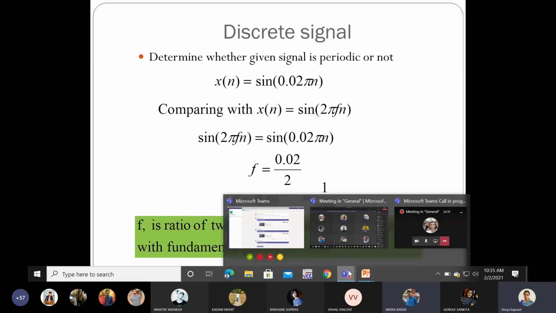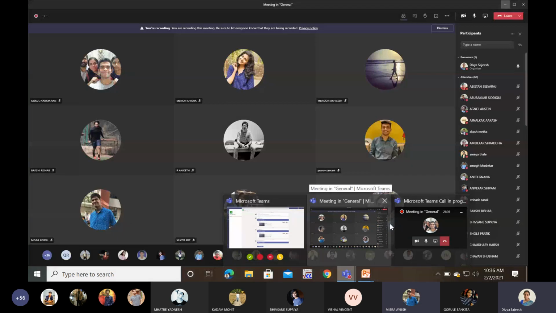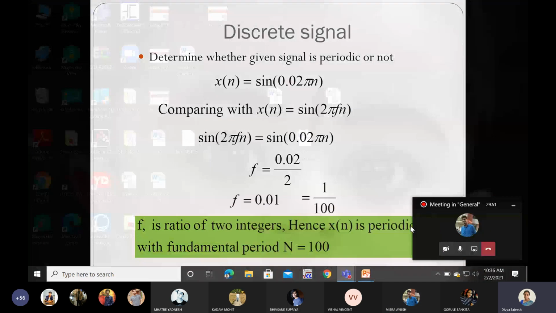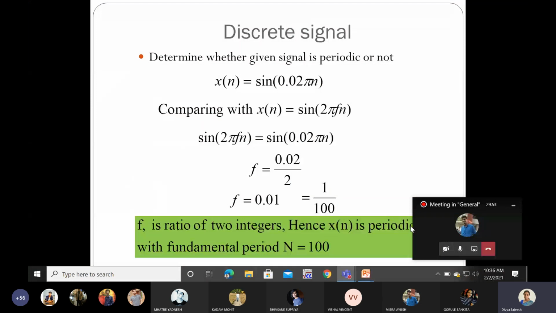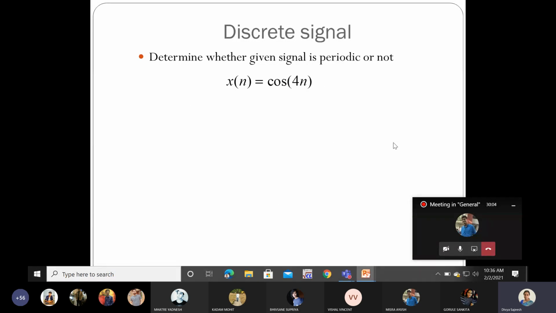That means the signal will repeat after 100 samples. 100 samples. Okay. So in that one fundamental period, it contains 100 samples. So one fundamental period contains 100 samples. Let us now go to the next.